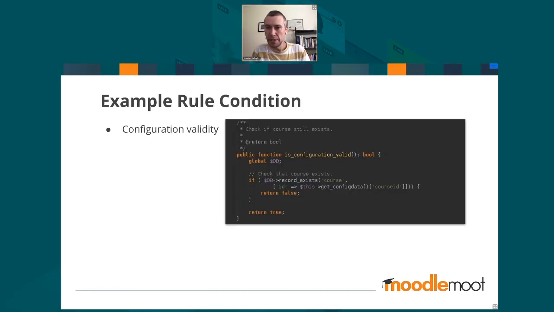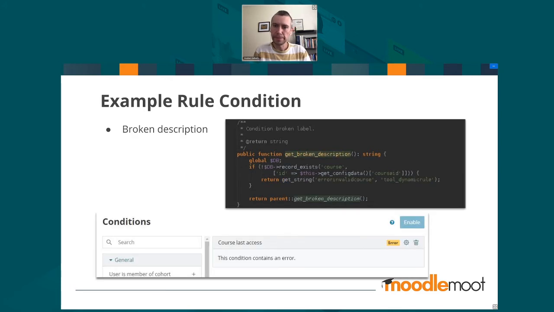The configuration validity method is just supposed to return a Boolean. So we check whether the course exists. If it doesn't exist, it returns false and the error appears on the interface. And get broken description is basically the error if this particular condition is broken. Below you see a screenshot of how it will look in the interface if the condition is broken.